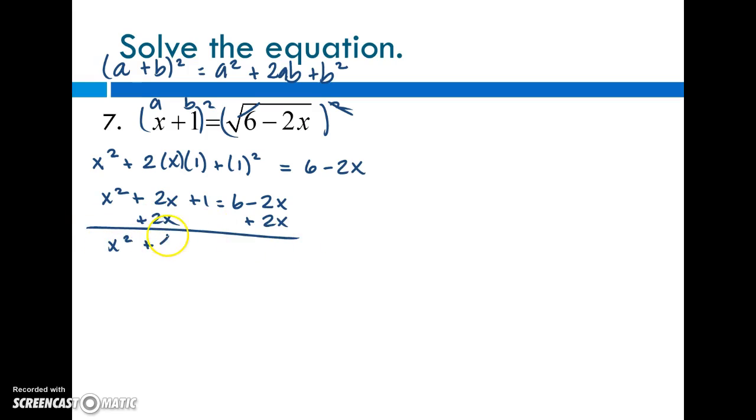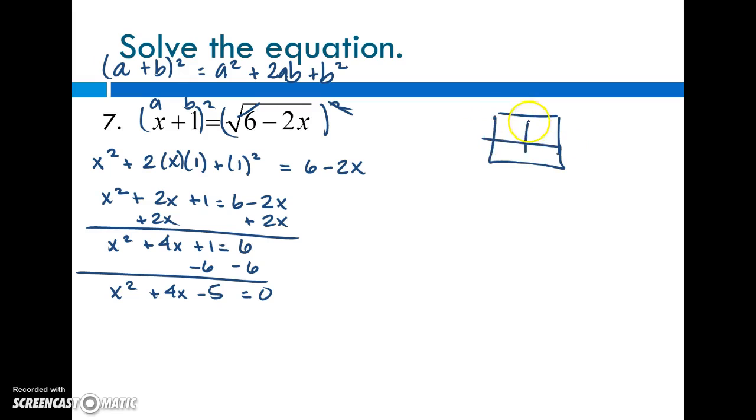and I have x squared plus 4x plus 1 equals 6. I'm going to go ahead and subtract 6 on both sides, and I have x squared plus 4x minus 5 equals 0. I need to factor. So I'm going to go ahead and use this extra space that you have. My first term goes in my first box, my last term goes in my last box. I'm looking for two numbers that multiply to give me negative 5x squared, and that add to give me 4x. I'm thinking positive 5 and negative 1x. Positive 5x and negative 1x.